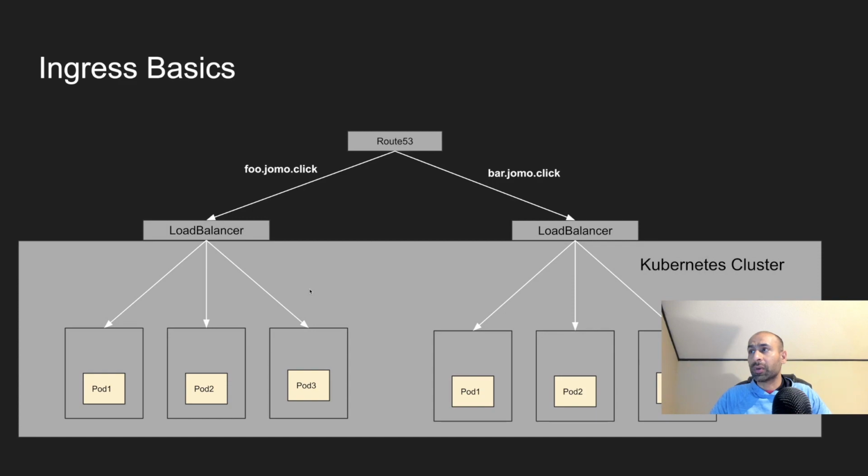But suppose we want to set up another application, bar.jomo.click. In that case, in Route 53 we'll add another record which will send the traffic to another load balancer, and that could send the traffic to the pods. But the disadvantage of this configuration is that these routes and mappings live outside the cluster, so Kubernetes does not know about them.